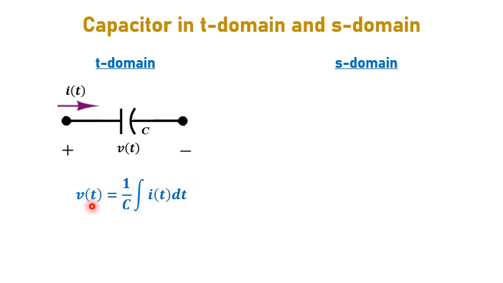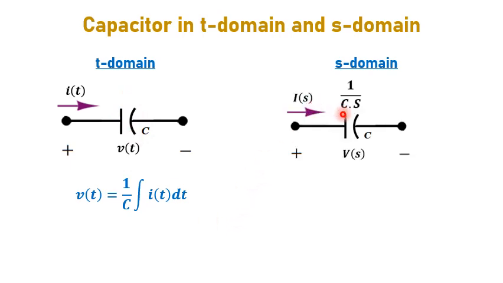The voltage across the capacitor is represented by (1/C) integral of i(t) dt, where C is the capacitor value. In S domain, when you take the Laplace transform, it becomes 1/(Cs). So the Laplace transform of this will give us I(s)/(Cs) plus V(0)/s, where V(0) is the initial voltage available across the capacitor. Sometimes if there is no initial voltage, this V(0) is 0.